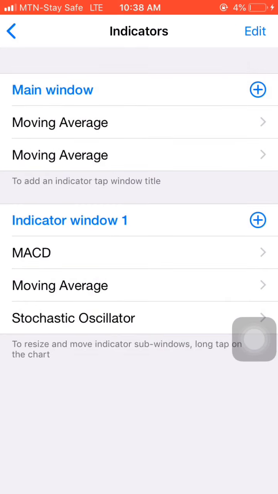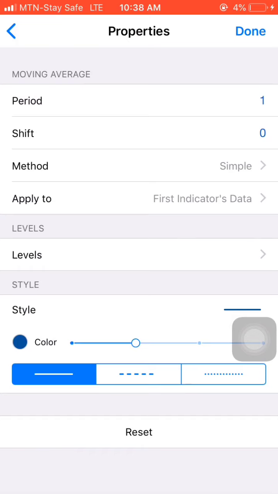The next one you're adding is another moving average, but this one is for the indicator window. The period is 1, the shift is 0, method simple, apply to first indicator's data. The one on the main chart is the previous indicator's data, but this one you use the first indicator's data. There are no levels. You can use any color and any pixel. When you're done, you click on done.